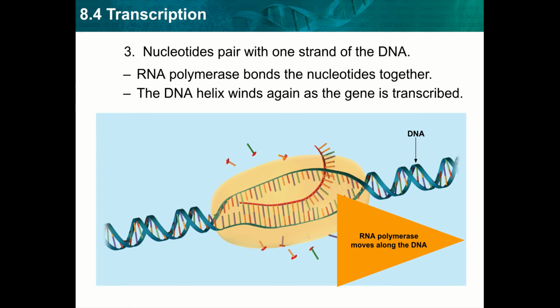So make sure you note the difference here. If there are any A's exposed on that DNA strand, U or uracil is now going to bind to the letter A. RNA polymerase is going to be what bonds the nucleotides together. So then the DNA helix is going to wind again as the gene then will get transcribed. Notice in the picture what's happening is that it's binding to one side and then it's also pulling apart right away so that the DNA strand can wind back up.